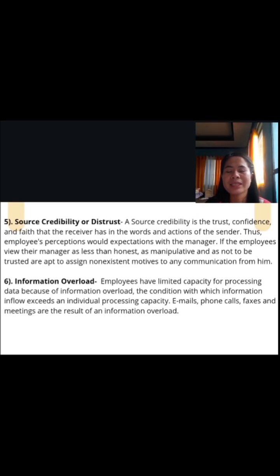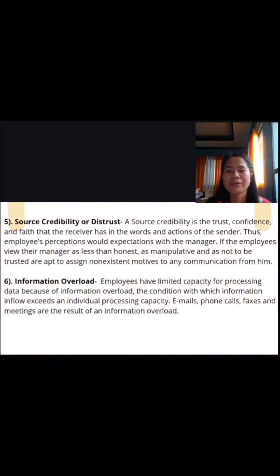Fifth is source credibility or distrust. Source credibility is the trust, confidence, and faith that the receiver has in the words and actions of the sender. Thus, employees' perception with expectations of the manager. If the employees view their manager as less than honest, as manipulative, and as not to be trusted, they are apt to assign non-existent motives to any communication from him.